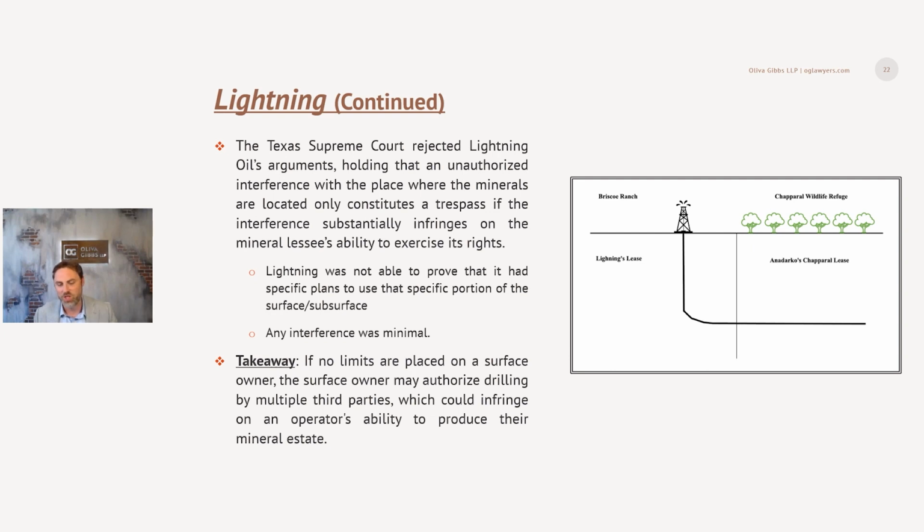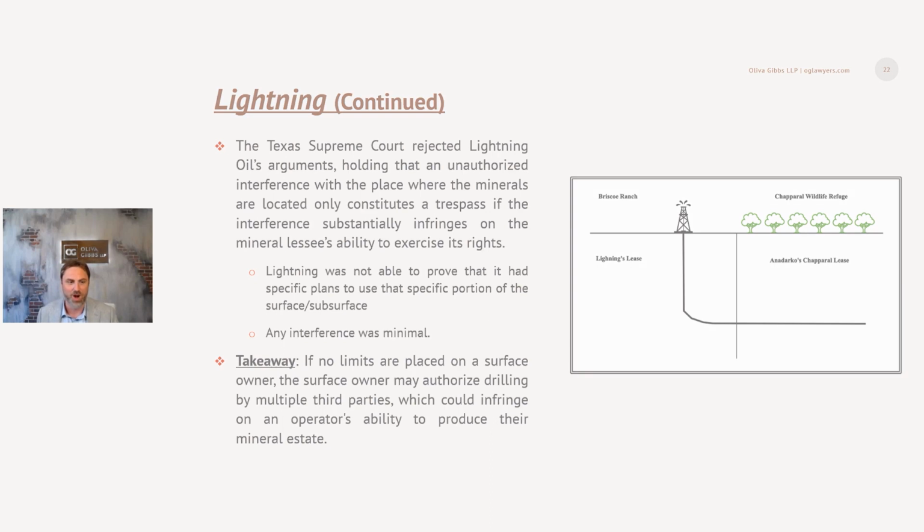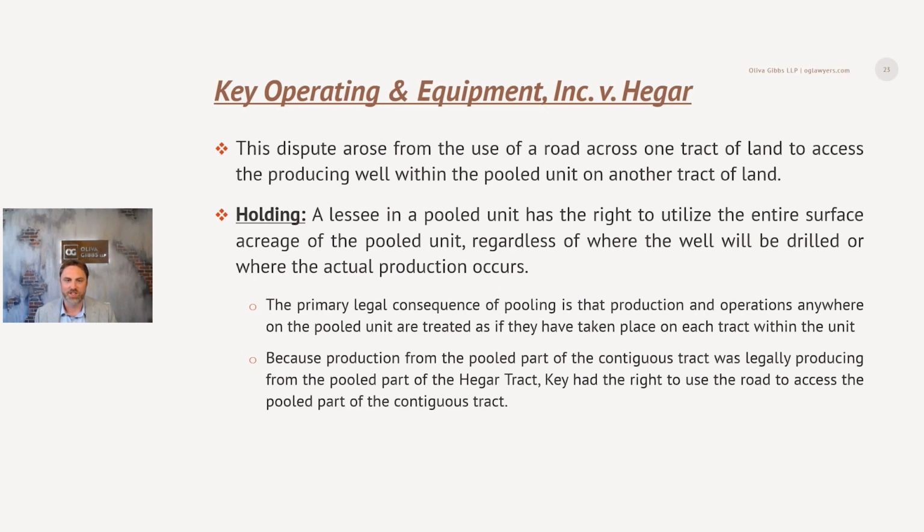So when negotiating a surface use agreement, again, you're going to want to have language in there that prevents the surface owner from leasing out portions of the surface or authorizing a surface use agreement on other portions that you think may interfere with your operations. Another case that's commonly cited too is Key Operating.